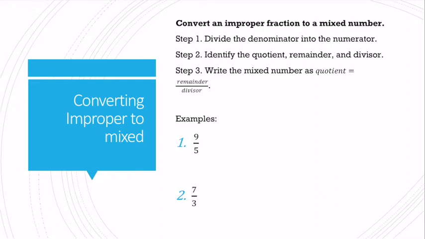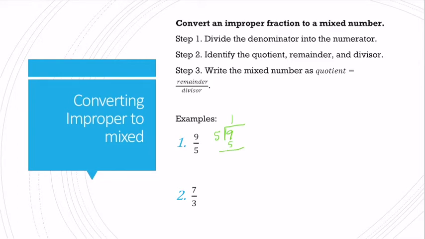So when we convert an improper fraction to a mixed number, we're going to divide the denominator into the numerator. So let's look at this example. I've got 9/5. The first thing I'm going to do is divide 5 into 9. Now, you don't have to do long division. If you can do this in your head, go for it. If you want to go to a calculator, awesome. But I'm going to take the long division style. How many times does 5 go into 9? Well, it goes once.